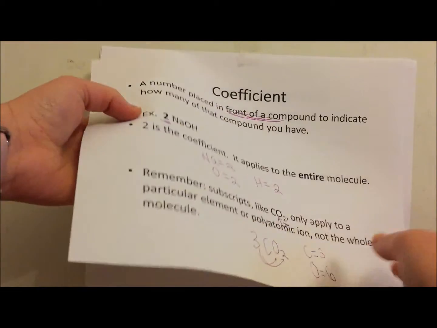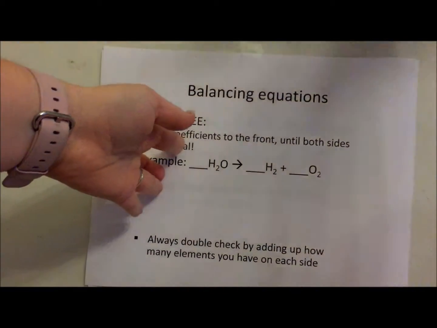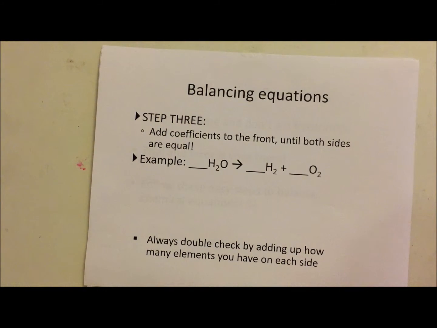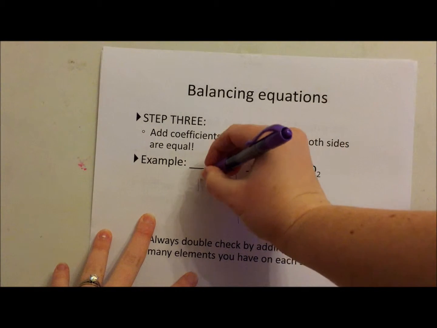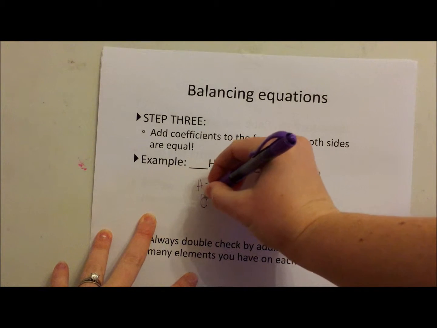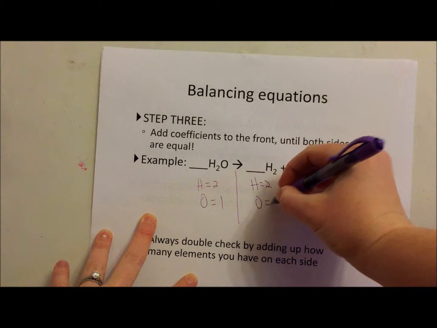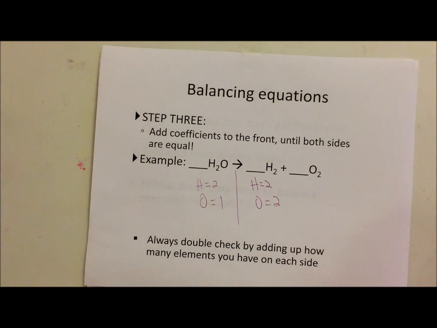Now that we know where coefficients go, we're going to come back to our balancing problem. So step 3 is to add coefficients to the front until both sides are equal for the element. If we go back to what we already had, we have H as being 2, O being 1, H as being 2, O being 2. Now what we have to do when we put coefficients is ask ourselves, what can we multiply? Notice that these coefficients we're going to be multiplying, not adding, subtracting, or dividing.